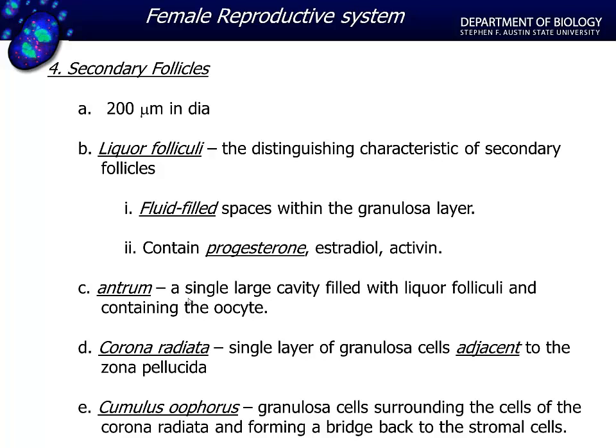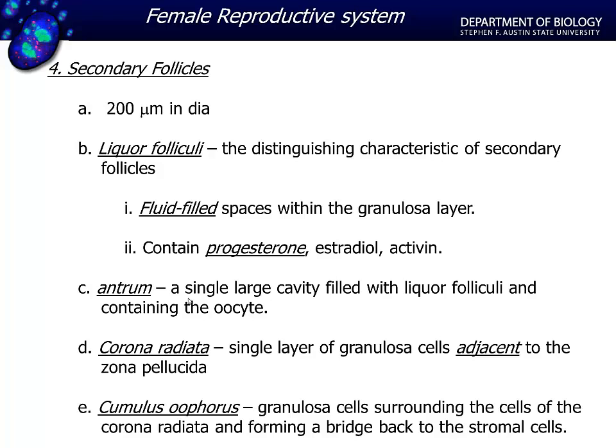Now, once we begin to form these fluid-filled spaces, we are effectively separating the oocyte from the surrounding granulosal cells that were the follicular cells. And so the layer of granulosal cells adjacent to the zona pellucida, we call that the corona radiata.